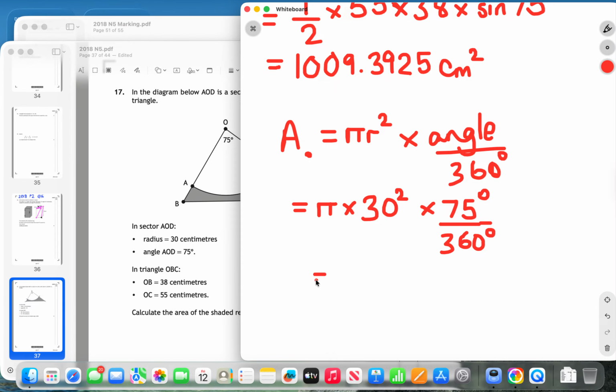And if you plug this into the calculator, I recommend using pi and not 3.14. If you plug that in, you will get 589.0486. Going to keep the 4 decimal places, 589.0486 centimetres squared.